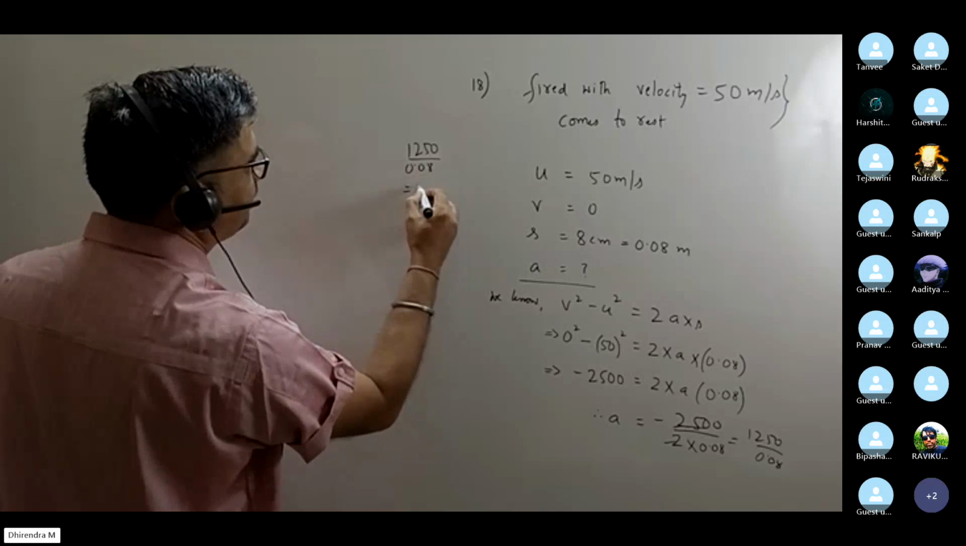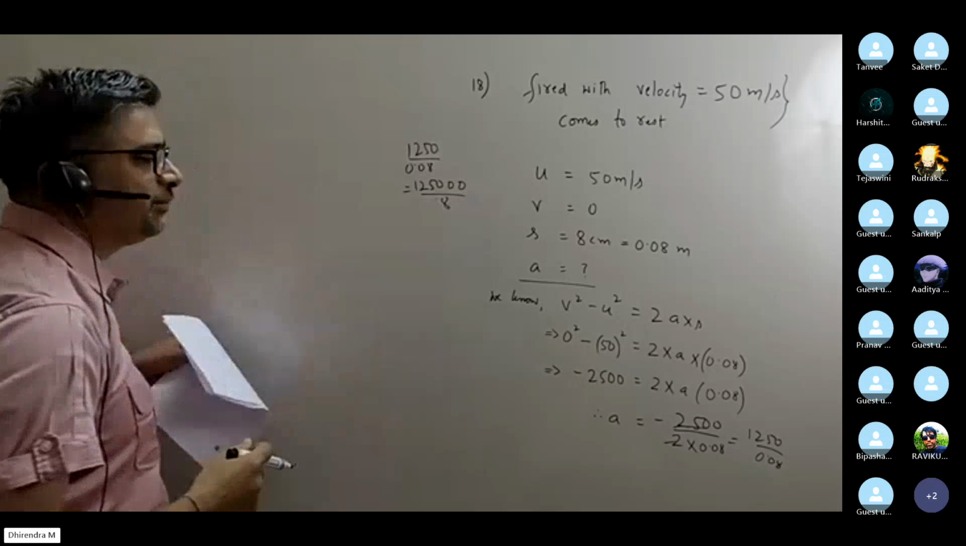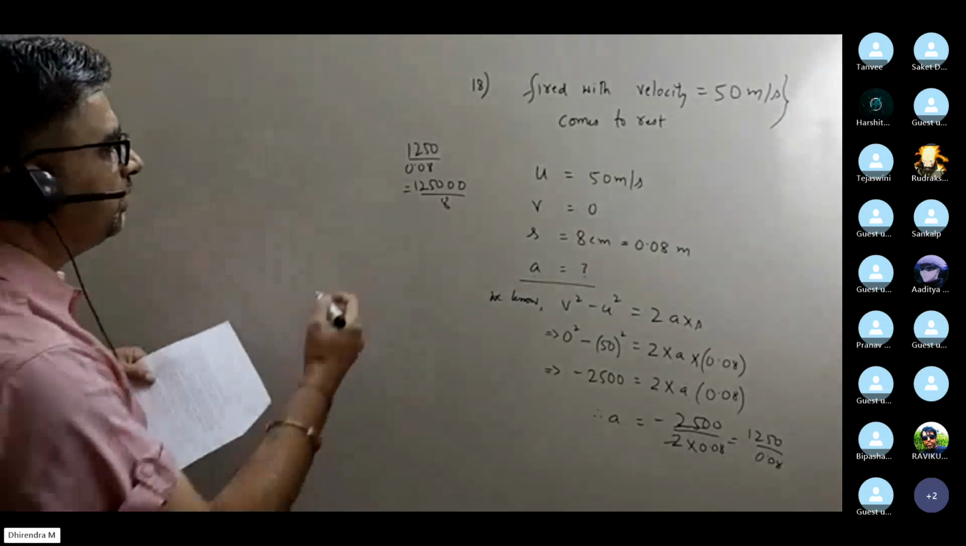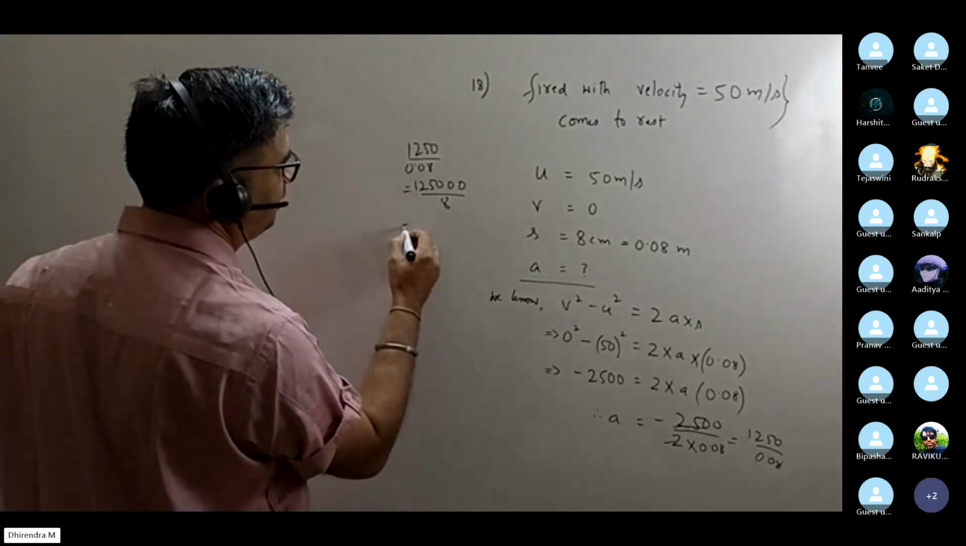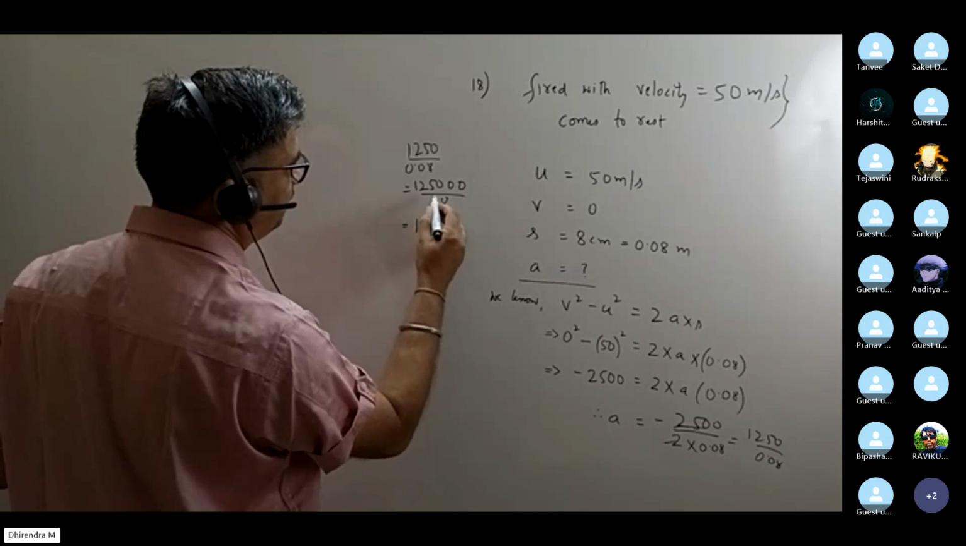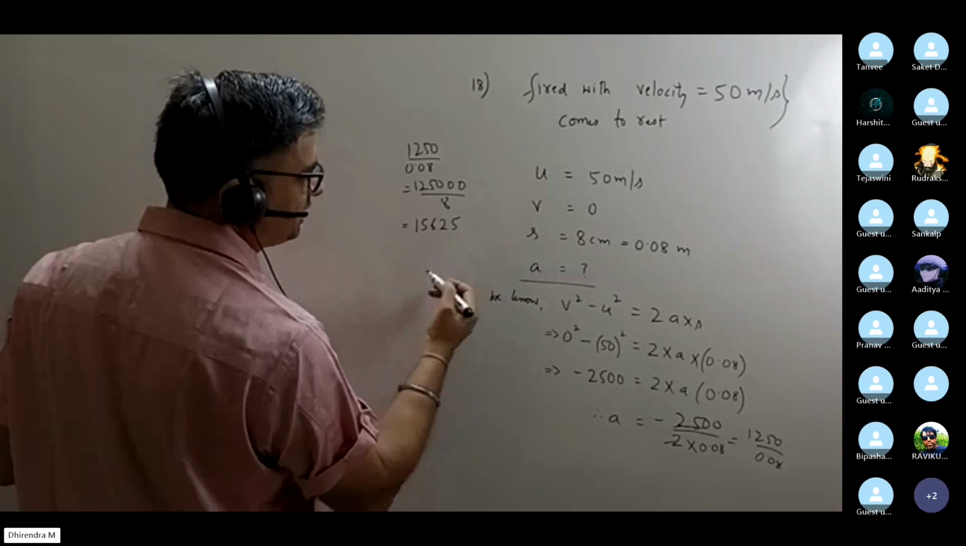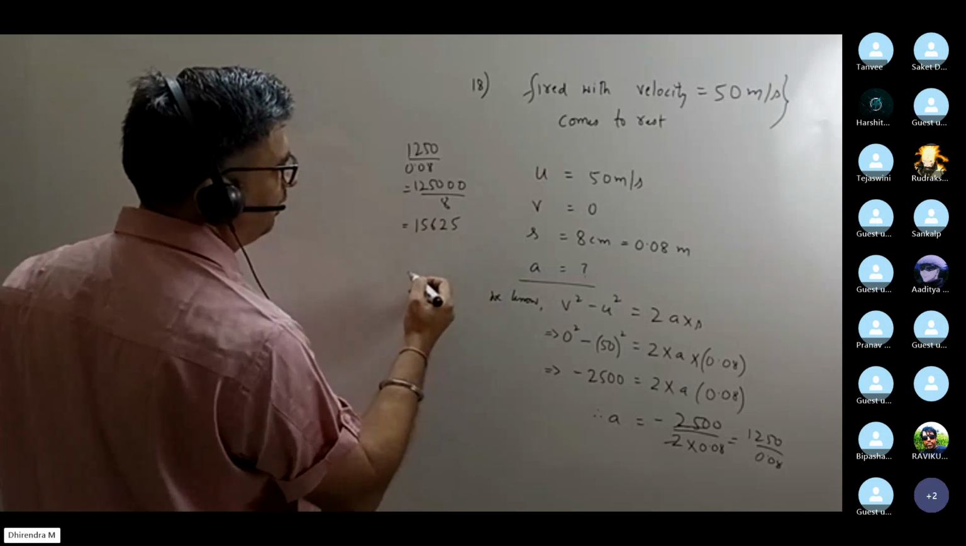1250 by 0.08 is what? 125000 by 8. Can I write it this way? So acceleration: 8 ones are 8, 8 fours are 32... I might be wrong, folks. Just calculate.